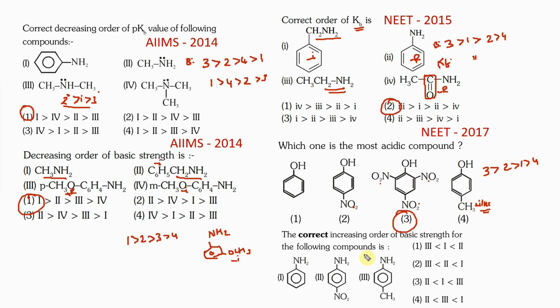The correct order of basic strength. This is a NEET 2017 question. They have asked for basic strength. This is a minus R group pulling the electron in. This is a plus I group, hyperconjugation plus I giving electron. So my 3 is best. Next is 1, next is 2. Once they ask basic strength, don't go and mark blindly. Check whether they have asked for pKb. No, basic strength: 3 greater than 1 greater than 2. That's all.